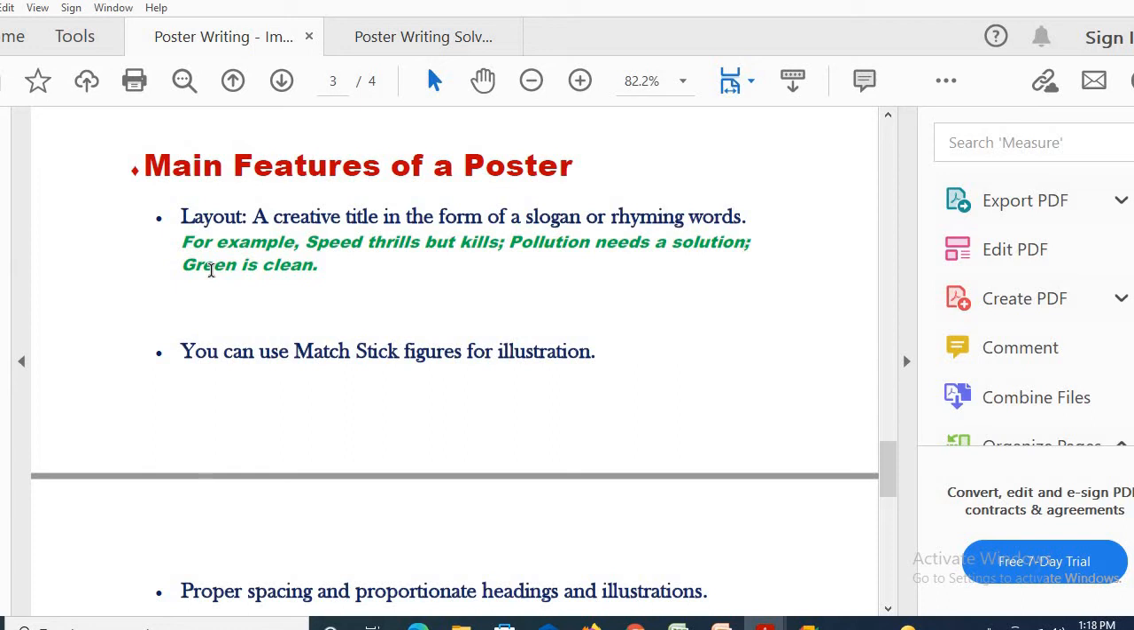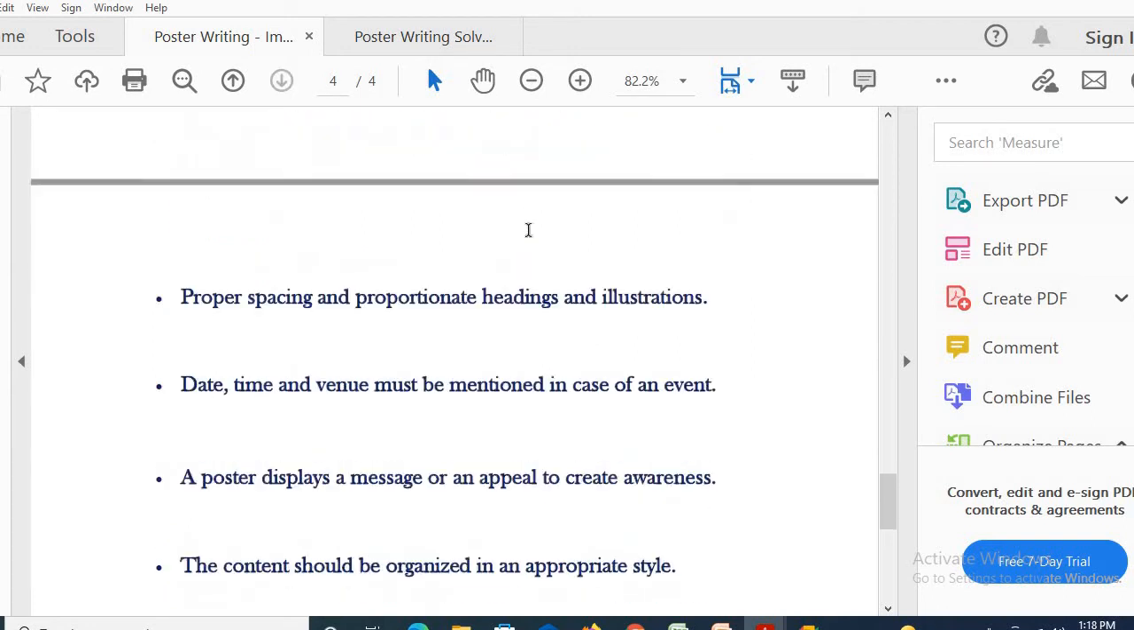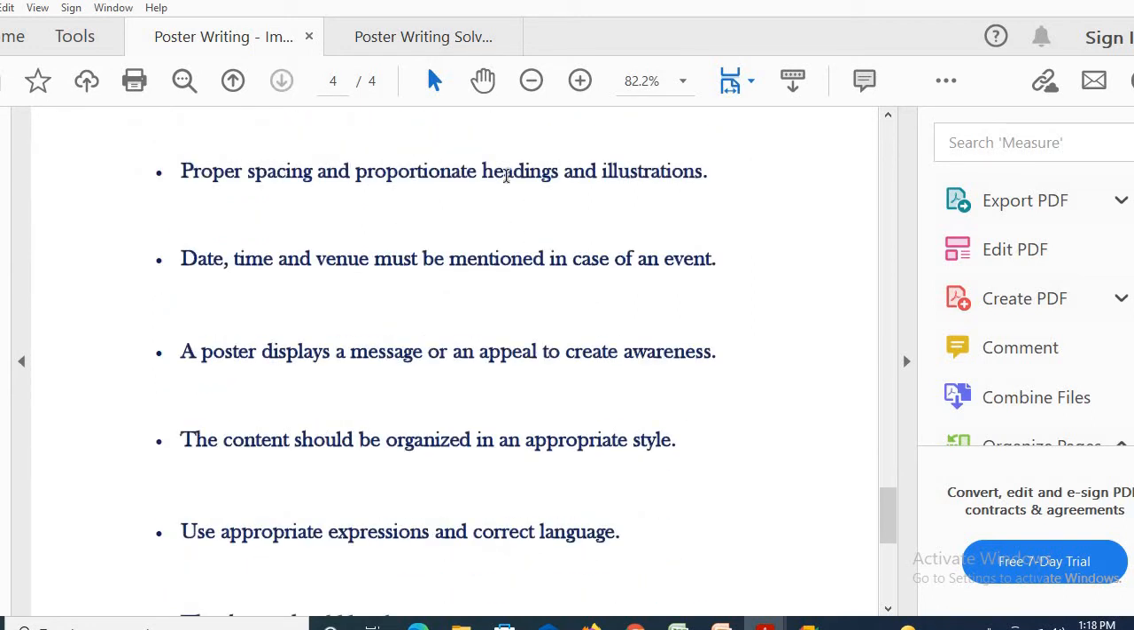So this type of catchy phrases, catchy titles must be given in a poster. Proper spacing and proportionate heading and illustrations are a must. Apart from illustrations, you express it properly, give the slogans and other important things. Write in a proper sequence. Proper spacing also should be done. If you club all together, as I told earlier, it won't look good.